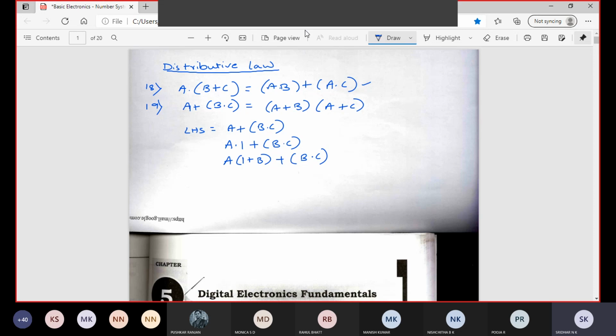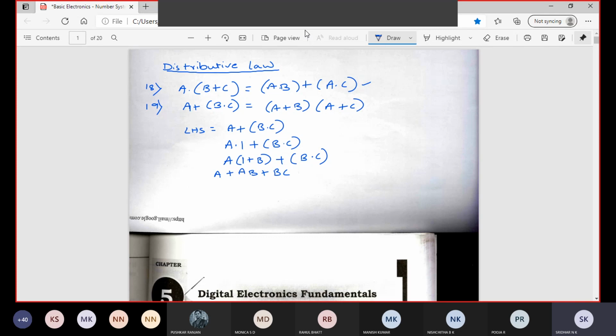Boolean laws which we have done yesterday: 1 plus anything is 1, correct? Respond please, so that I'll keep moving. Yes, sir. Understanding. Right. So now you multiply inside, what you get? You get something like A plus AB plus BC, correct?